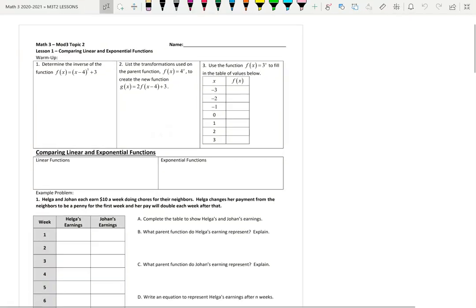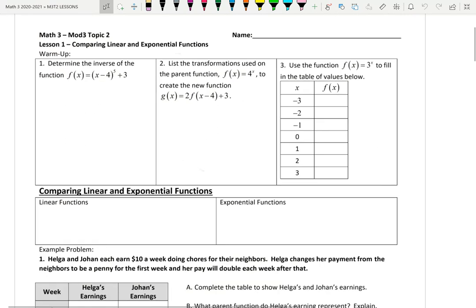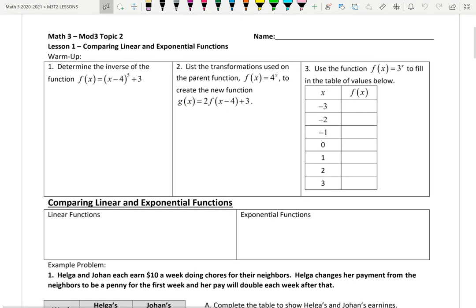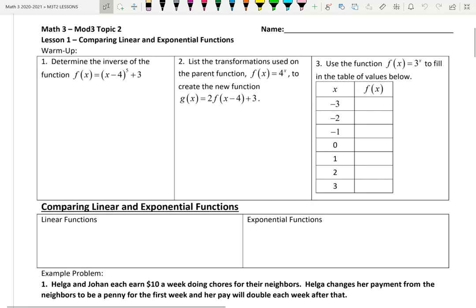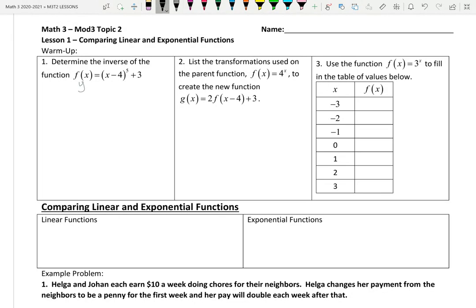All right, so Module 3, Topic 2. The idea is we're going to be comparing linear and exponential functions. Number 1, determine the inverse of the function. So we've had practice finding the inverse of multiple equations. The idea at this point, we should recognize that f of x is the same thing as y, and it's going to be equal to (x minus 4) to the 5th power plus 3.